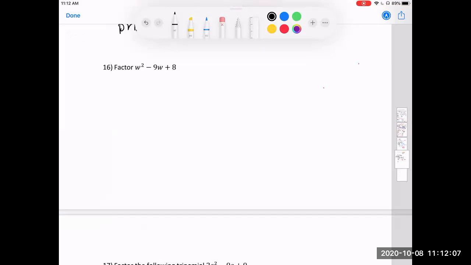Okay, 16. Factor w squared minus 9w plus 8. All right, so what numbers multiply to give me 8 and add to give me negative 9? I know 8 times 1 is 8. And if I make them both negative, negative 8 times negative 1 is 8, and negative 8 plus negative 1 is negative 9. So that works. w minus 8 and w minus 1.